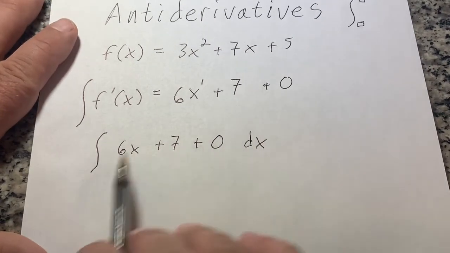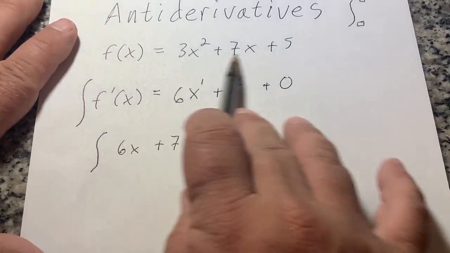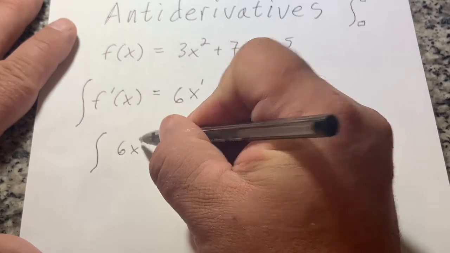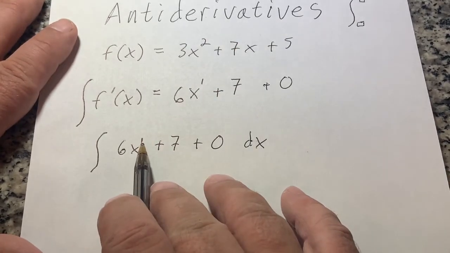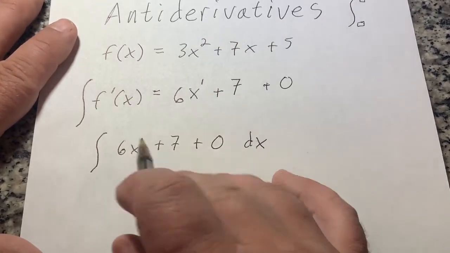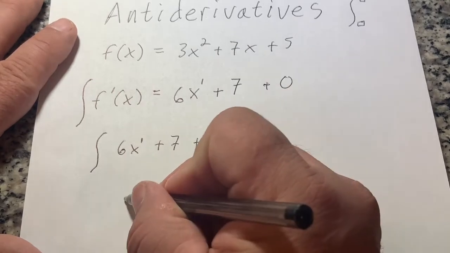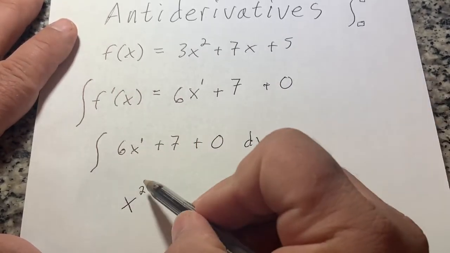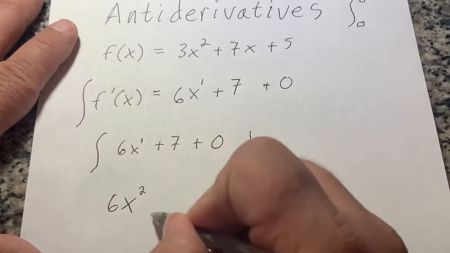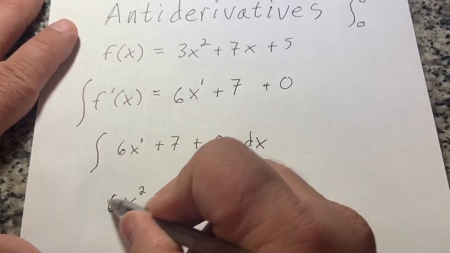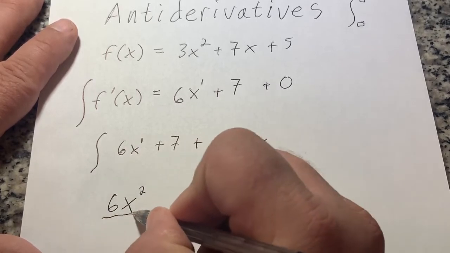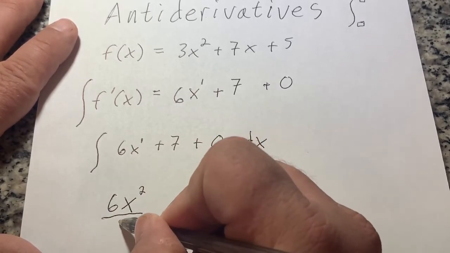Now, to do the antiderivative, my answer should look something like this. What I do is instead of subtracting 1 from the exponent, I add 1. So what's 1 plus 1? That's going to give me x squared. And then I have the 6x squared. Instead of multiplying by the coefficient and the exponent, I divide by the exponent. So I would divide by 2.